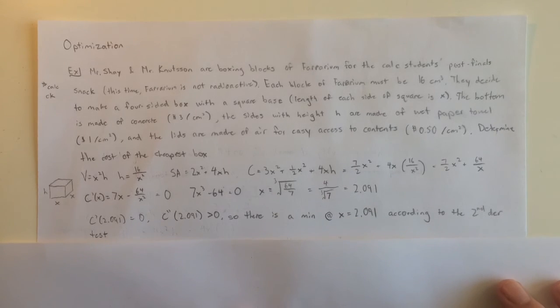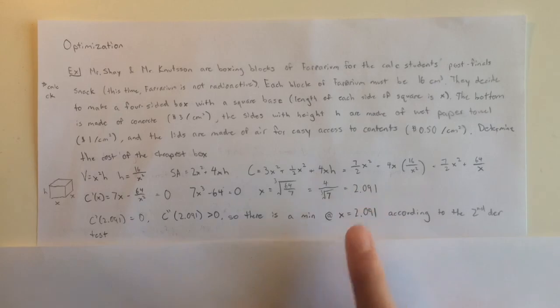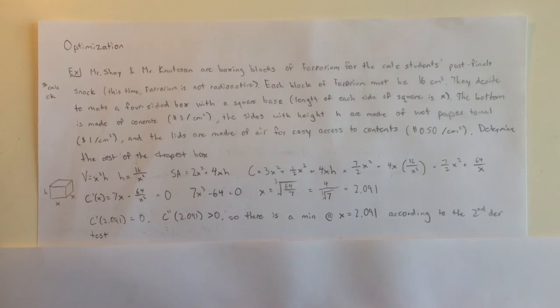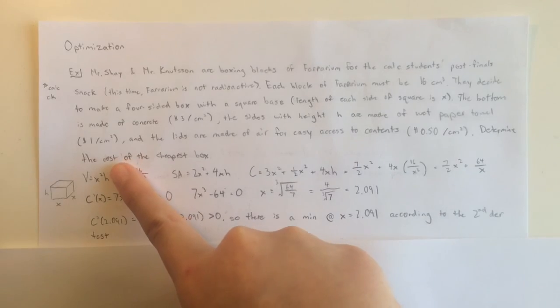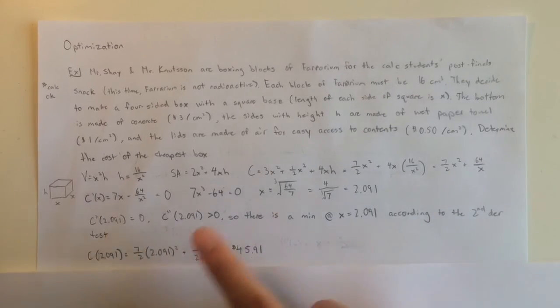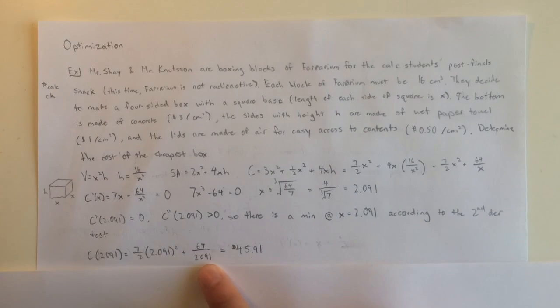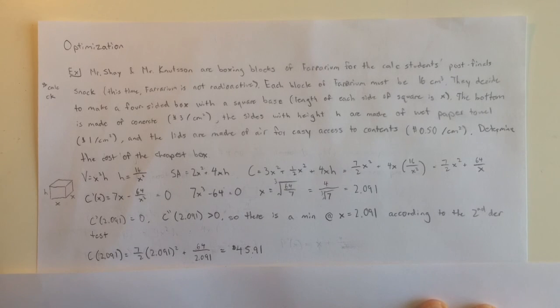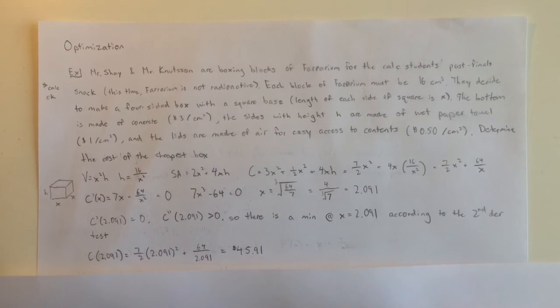So now some people would just leave it as x equals 2.091 and just box their answer, but the question asks for determine the cost of the cheapest box. So you want to read the question really carefully. So here I just plugged in 2.091 for x into this equation right here, and I solved and I got $45.91. So that's how you do optimization. And basically for optimization, you want to understand what the problem's asking for. Then you want to come up with an equation for the scenario, and then find f prime and solve from there.